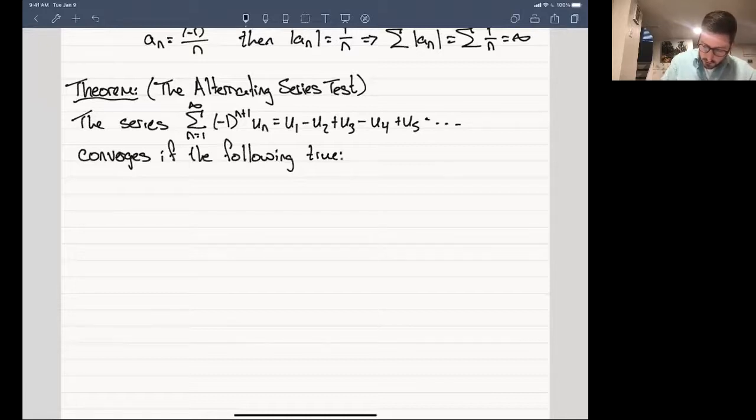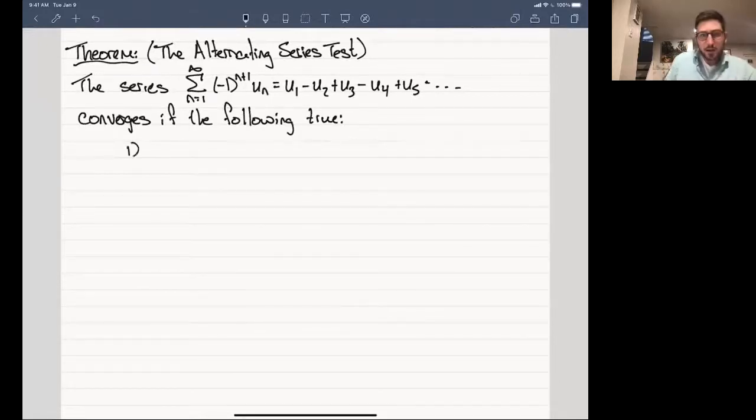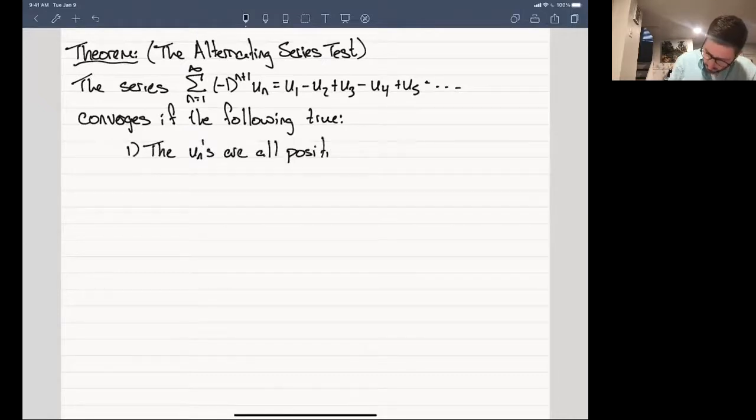So the first condition is that the u_n are all positive. So we actually are adding and subtracting terms, right? We don't want to be able to mix up adding and subtracting here. So you really are taking positive u_1 and subtracting positive u_2, then adding positive u_3, and so on and so forth.